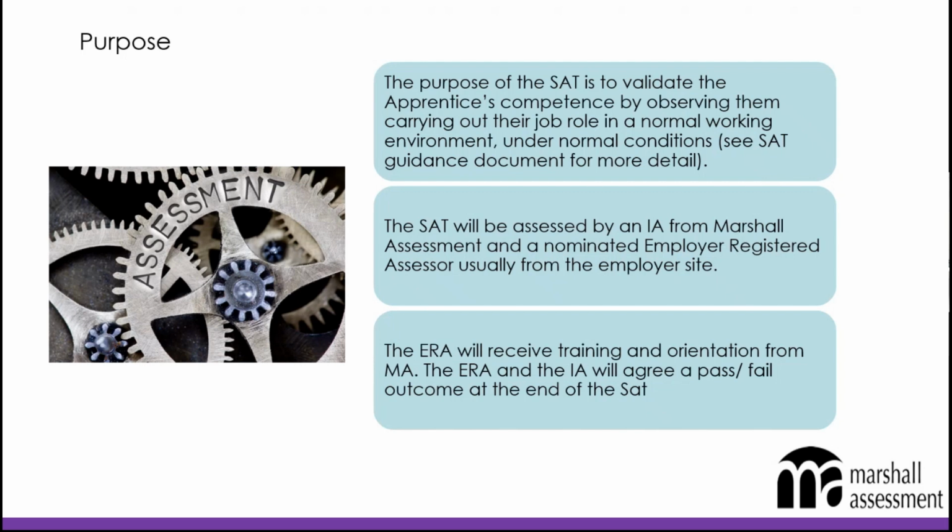So in terms of that, the ERA, the employer registered assessor, will have an orientation. They will be told what they need to do, but they will be heavily guided by the independent assessor from Marshall. So they'll have all of that support. And finally, the outcome of your observation is that you either pass or that you fail, that you can carry out those activities competently and safely, or you cannot. So it's not a different level of passing. It's either you do or you don't for this particular hurdle.